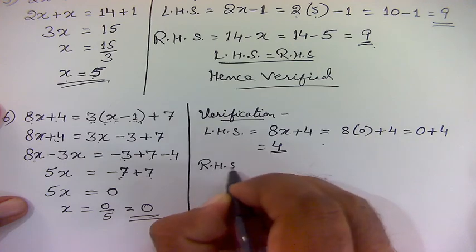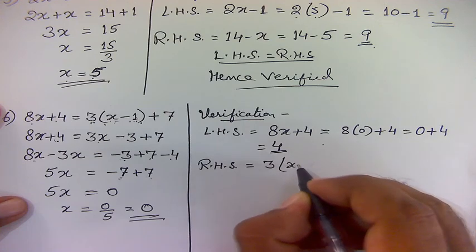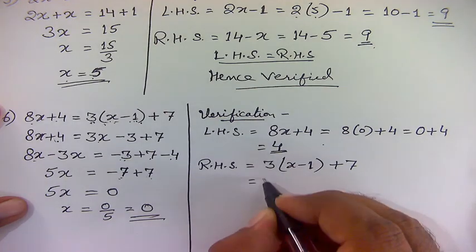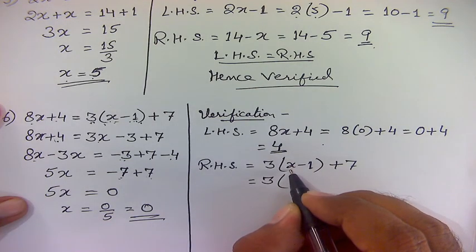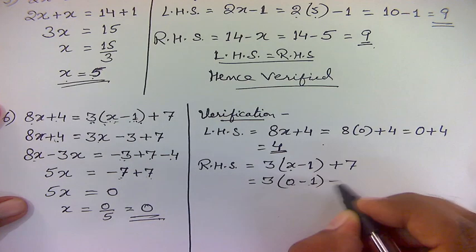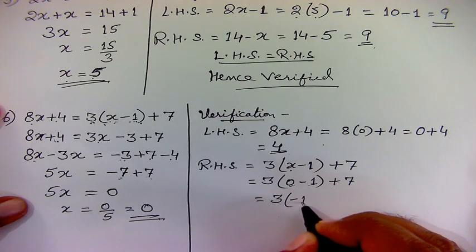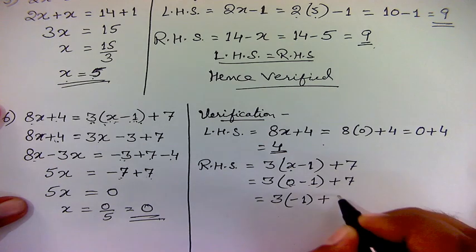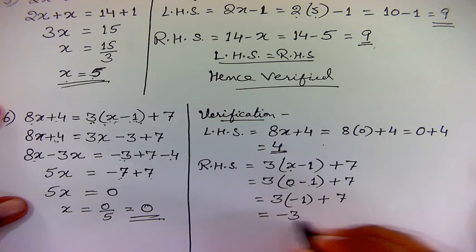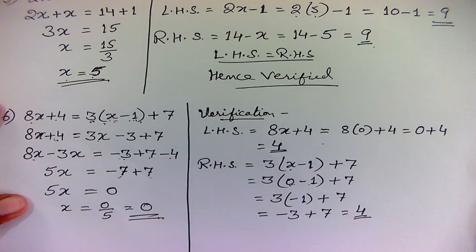Now the right hand side is 3 multiplied by (x minus 1) plus 7. So 3 multiplied by x, and in place of x you will have 0. So 3 multiplied by (0 minus 1) plus 7. Now 0 minus 1 is minus 1. So 3 multiplied by minus 1 plus 7. And 3 multiplied by minus 1 is minus 3, plus 7, which is again equal to 4.